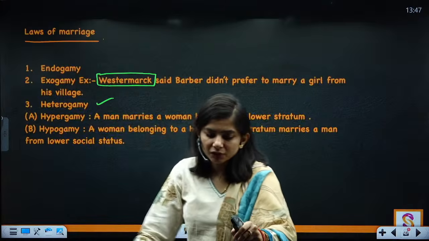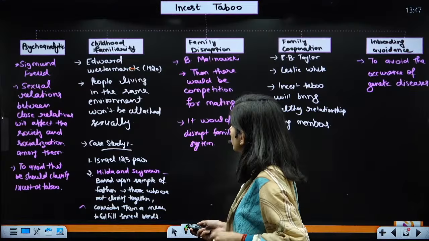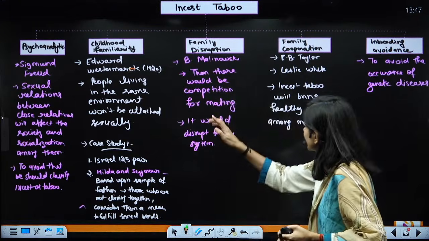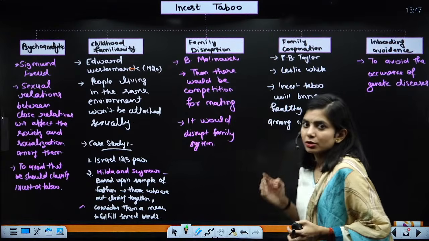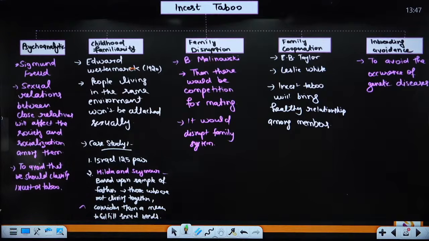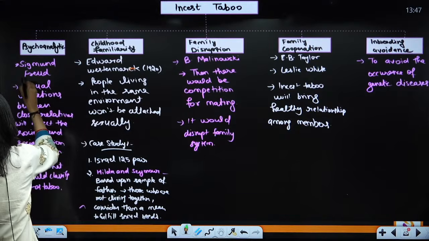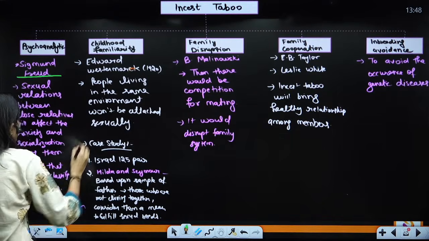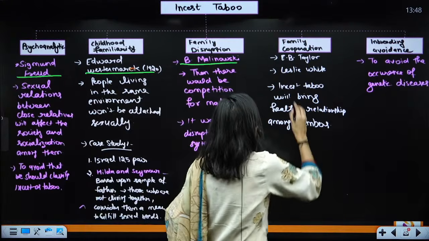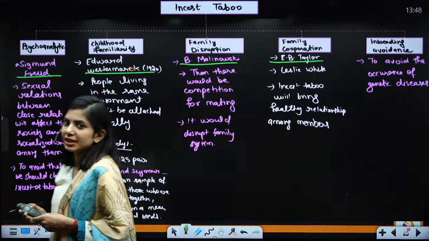Okay, fine. So this is something related to the laws of marriage. So the next part, the fourth part, is the incest taboo. In the incest taboo, you can see there are basically five parts. You have to remember each and every part, and for each part you should remember the name of the anthropologist. So again I'm going to highlight it with the green color pen. This is Sigmund Freud, this is Edward Westermarck, this is family disruption B. Malinowski, family cooperation E. B. Taylor. So these are the names for the incest taboo.